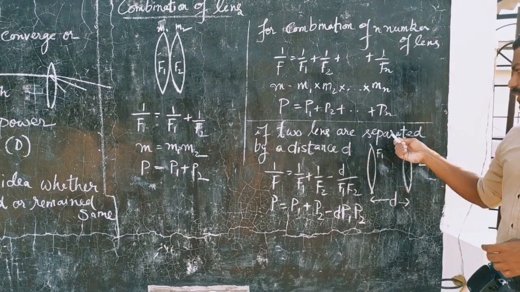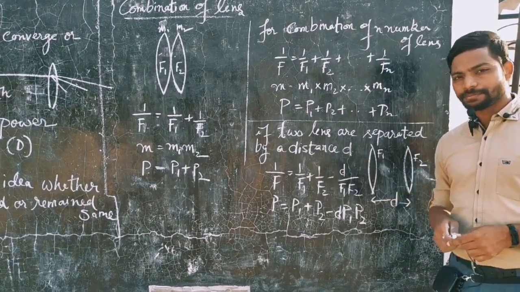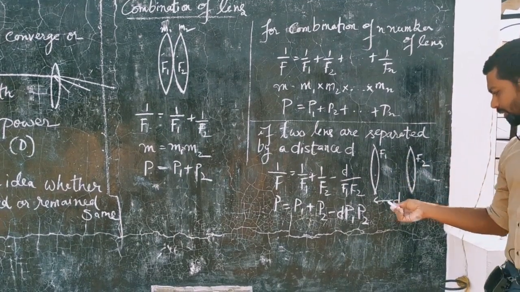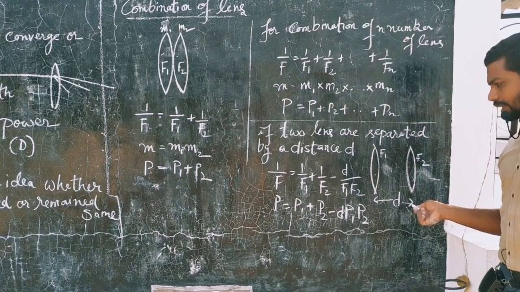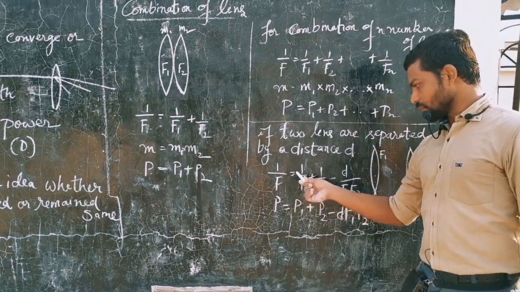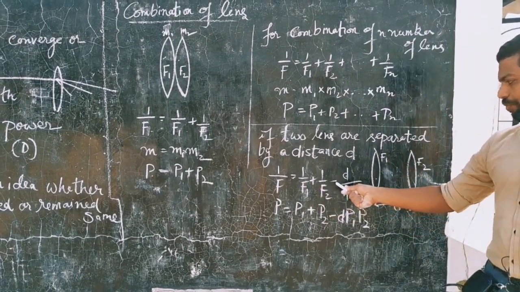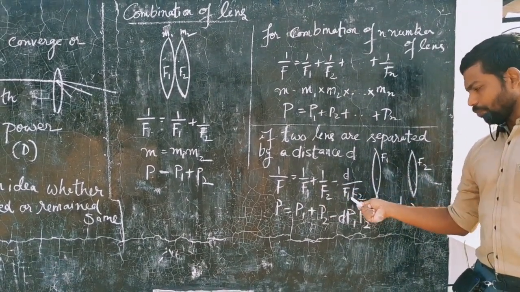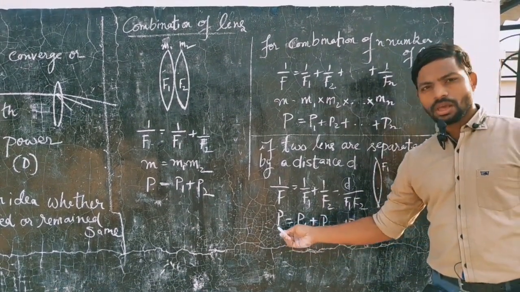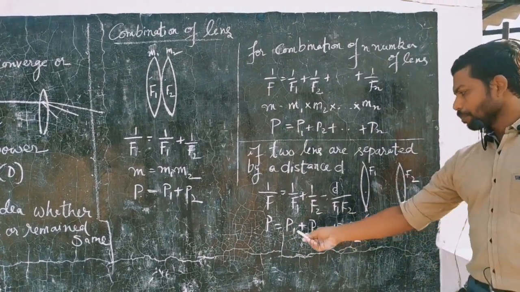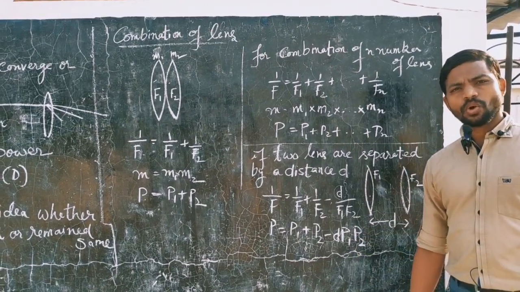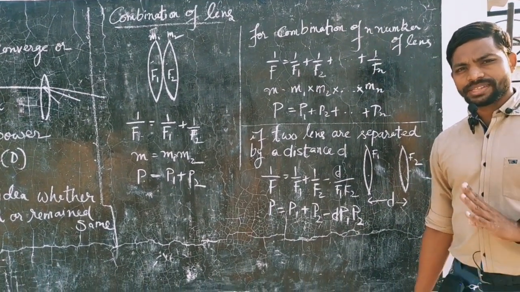Let us say two lenses are separated by a distance d. Here are the two lenses having focal lengths f1 and f2, and the distance between them is d. In that case you can find the focal length of this entire system using this formula, 1 by f is equal to 1 by f1 plus 1 by f2 minus d by f1 f2. d is the distance between them. Similarly you can find out the power of the entire system, P1 plus P2 minus d P1 P2. Hope you understood about the combination of lenses.